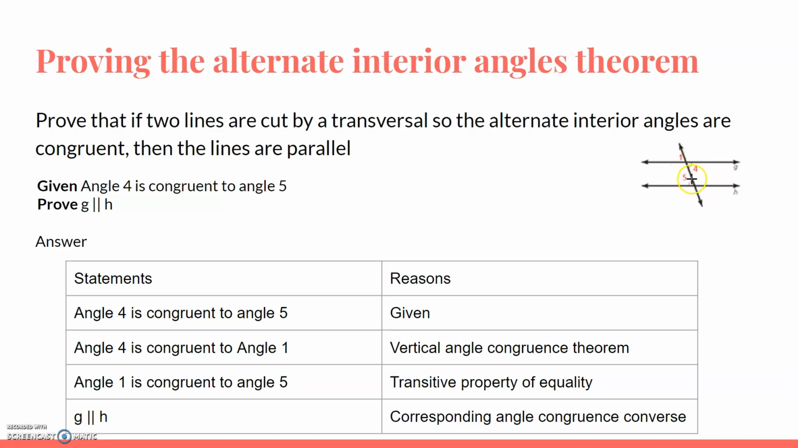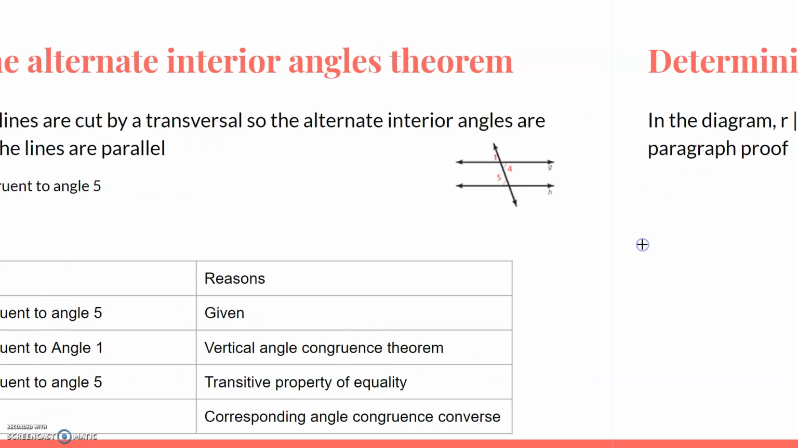Since we know angle 4 and angle 5 are congruent, and angle 4 and angle 1 are congruent, we know that angle 1 and 5 are congruent. So therefore, G and H are parallel because of the corresponding angles congruence converse. That was the very first converse statement or theorem that we learned.